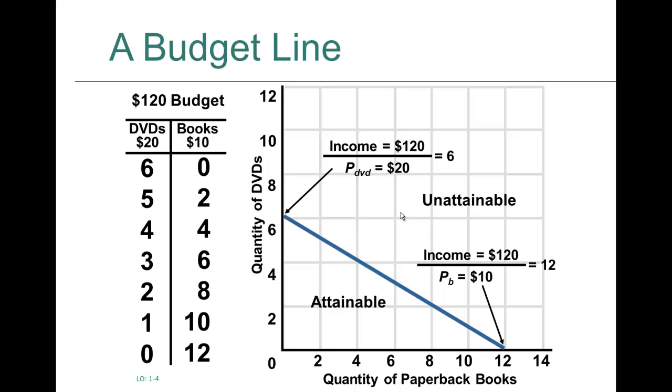Let's look at another one. Let's just choose this point here. 8 DVDs, that's $160. And also 8 paperback books, that would be $80. 160 plus 80 is $240. You don't have the money. You only have $120. So any point to the right of this blue line is considered unattainable.